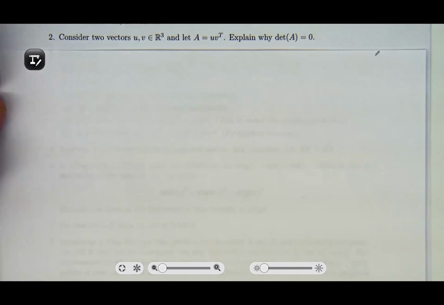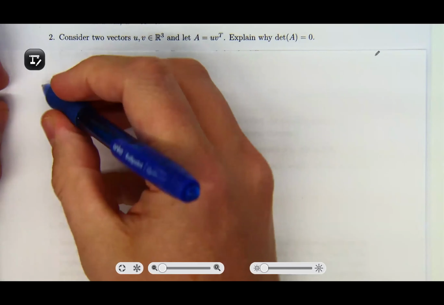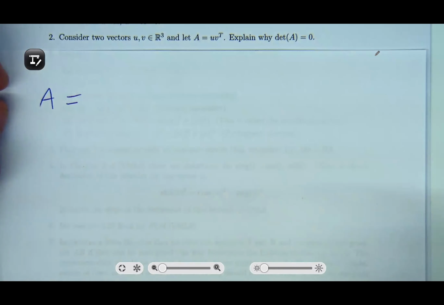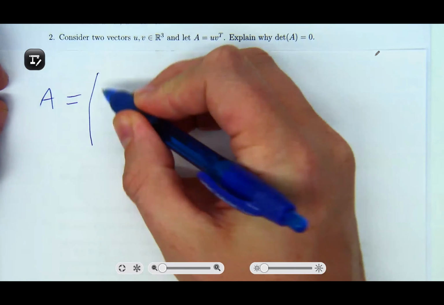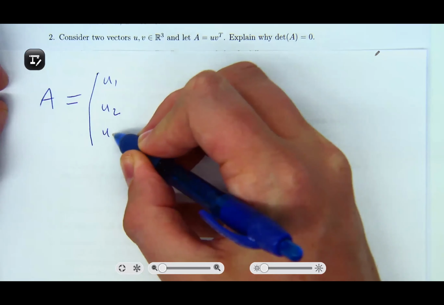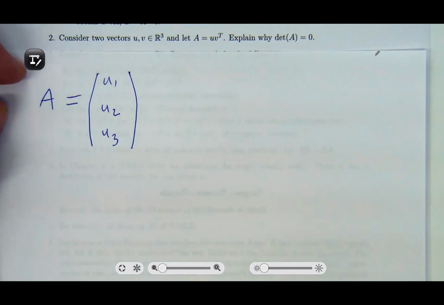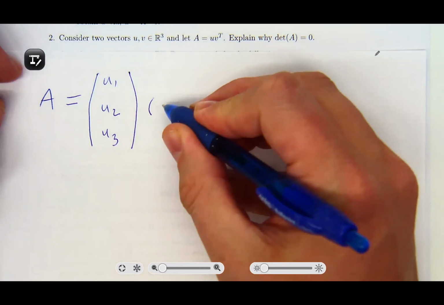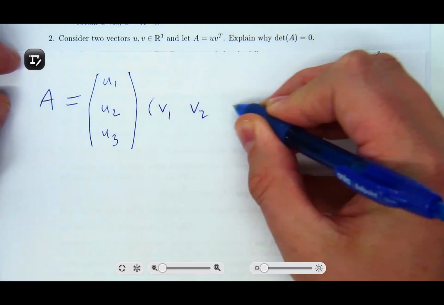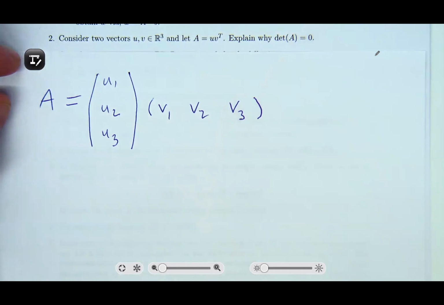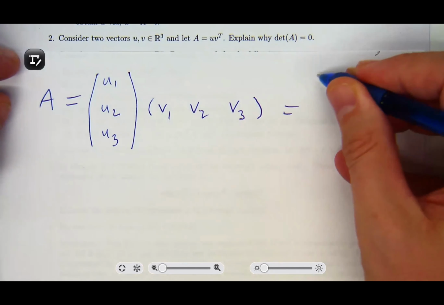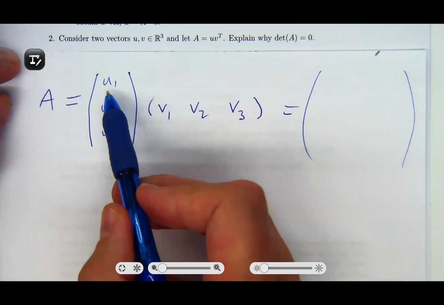So I'll just write it out. A equals, now let's just say let U be U1, U2, and U3. And let's let V be V1, V2, V3. But if we transpose that, then we have a row, V1, V2, V3. So this is actually a 3×3 matrix when you multiply this out. So let me just do one or two of these entries. So we've got a 3×3. Now that would be U1 times V1.